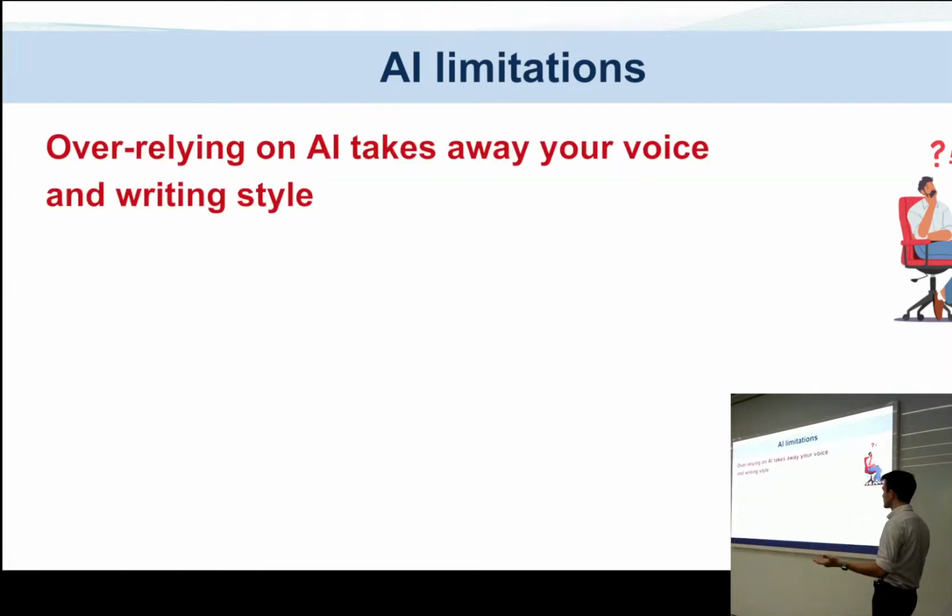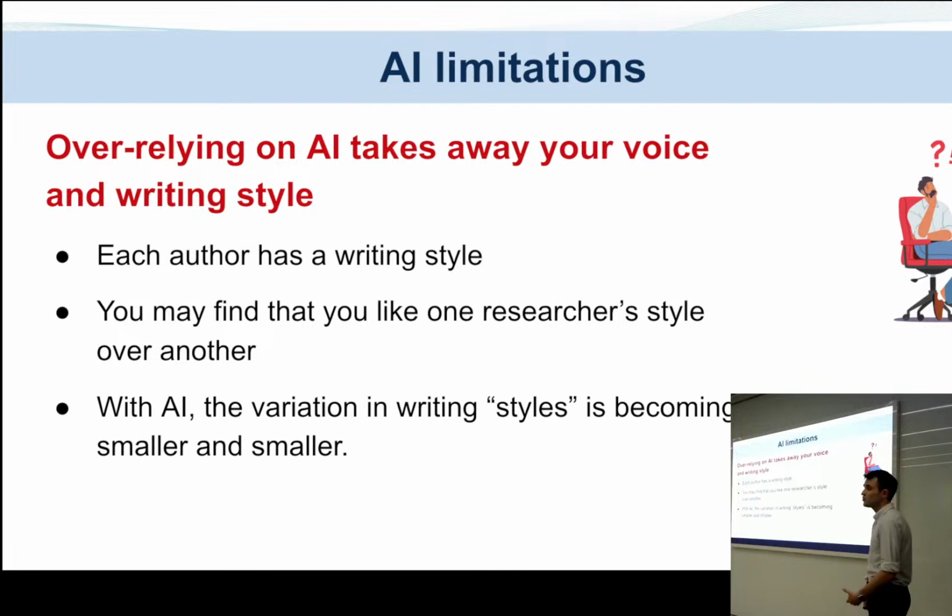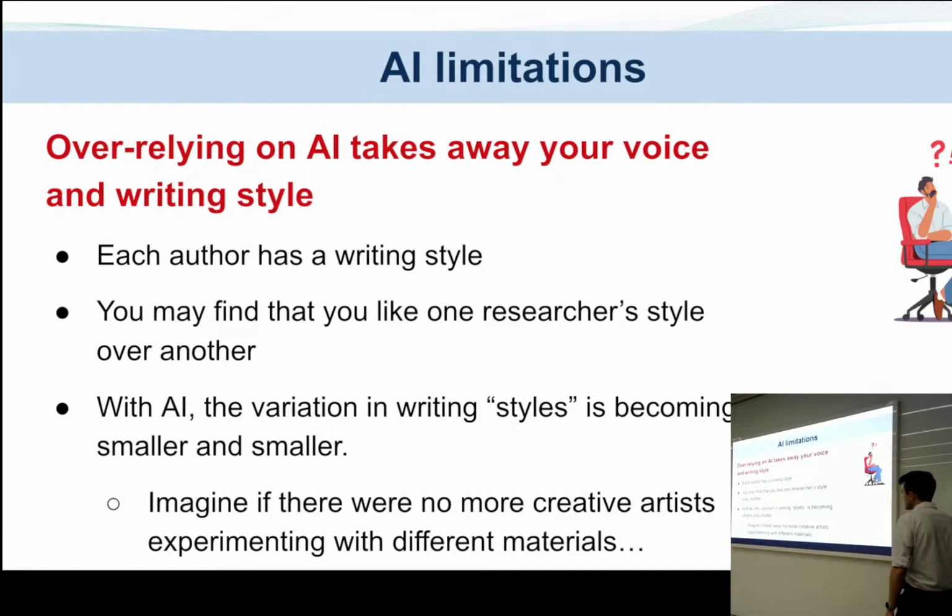Over-relying on AI takes away from your voice and writing style, and we've talked about this. You all have your own style. You all need your own style. Yeah? We're not robots. We're humans. AI is a great tool. Remember, you can create your style. You can, over time, come into your own style. If I write a paper right now, it's not going to look the same as when I was a master's student. Yeah? I've learned a lot. I'm a different person. I talk differently, even. So, imagine if there were no more creative artists experimenting with different materials. That's kind of where we're at. Yeah? There's no new input.